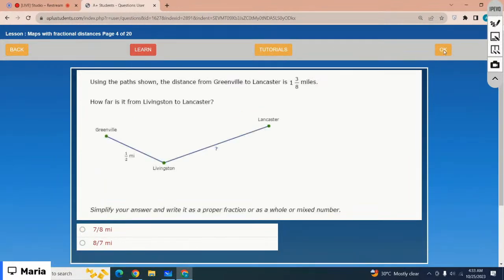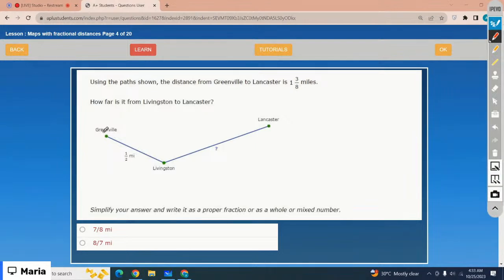Okay, the next one is using the path shown. The distance from Greenville to Lancaster is 1 whole 3 over 8. How far is it from Livingston to Lancaster? Okay, you are given the distance from here to here. The complete distance is 1 whole 3 over 8. You are given 1 by 2. You have to calculate this one. So you need 1 whole 3 over 8.